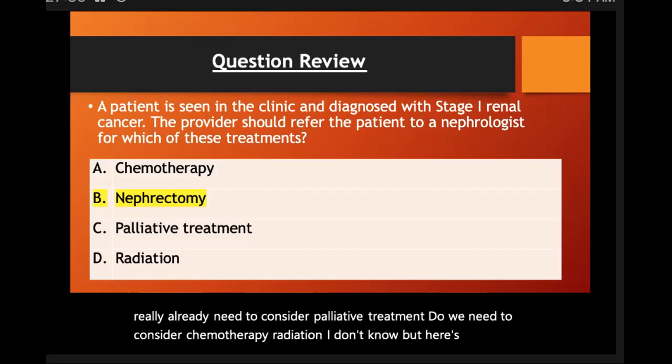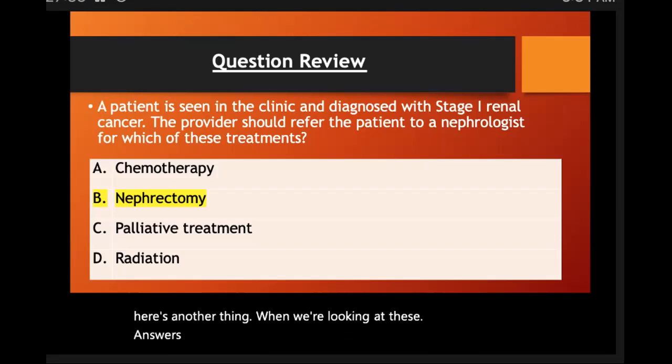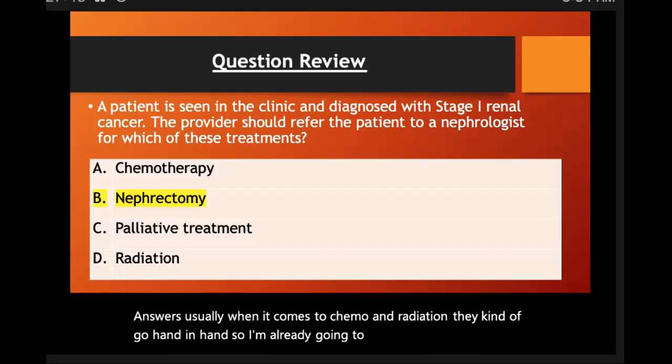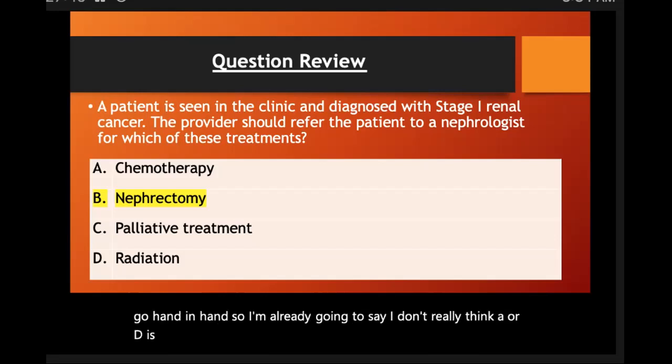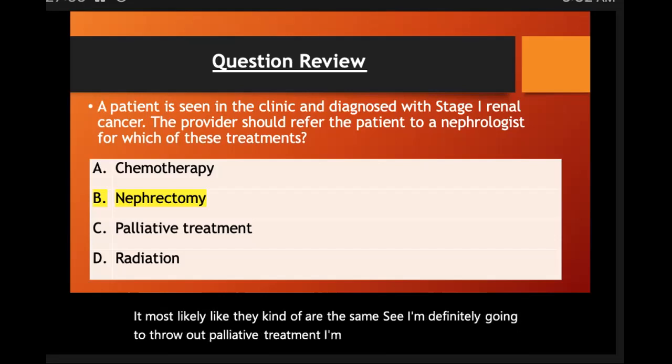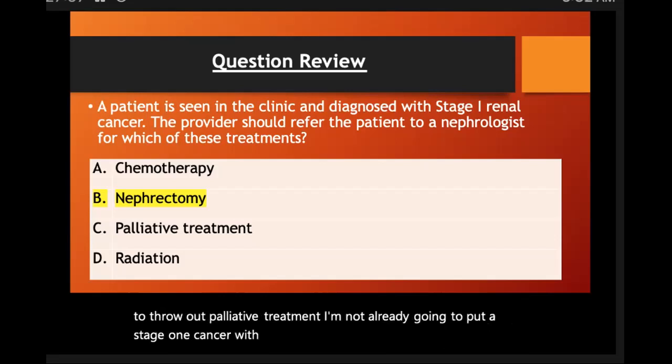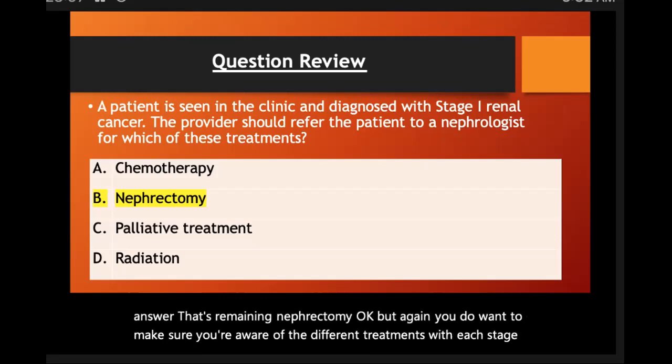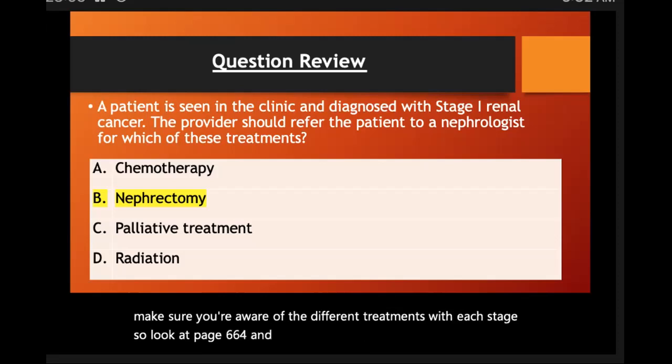When we're looking at these answers, usually when it comes to chemo and radiation, they kind of go hand in hand. So I'm already going to say I don't really think A or D is the right answer, because they kind of are the same. C, I'm definitely going to throw out palliative treatment. I'm not going to put a stage 1 cancer with palliative treatment. So what's my last answer that's remaining? Nephrectomy. Okay. But again, you want to make sure you're aware of the different treatments with each stage. So look at page 664 and make sure you're reviewing that.